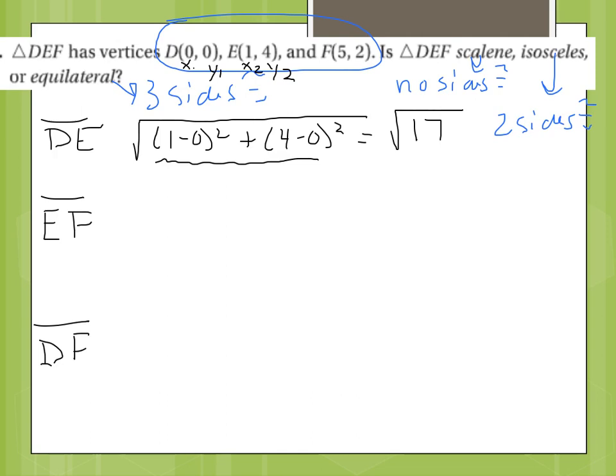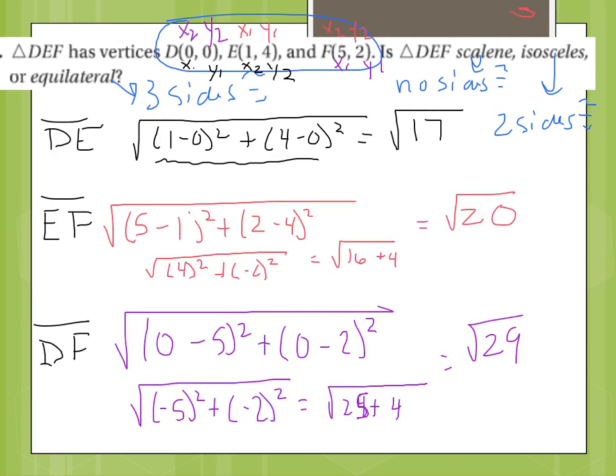Right now you should pause and figure out what are the side lengths of EF and DF. Again, using your points above. So you should have gotten the square root of 20 for EF and the square root of 29 for DF. So now when I'm looking at my 3 side lengths, they're all different. So if all the sides are different, then this would be scalene. So using the distance formula to help figure out if a shape or a triangle is scalene, isosceles, or equilateral.